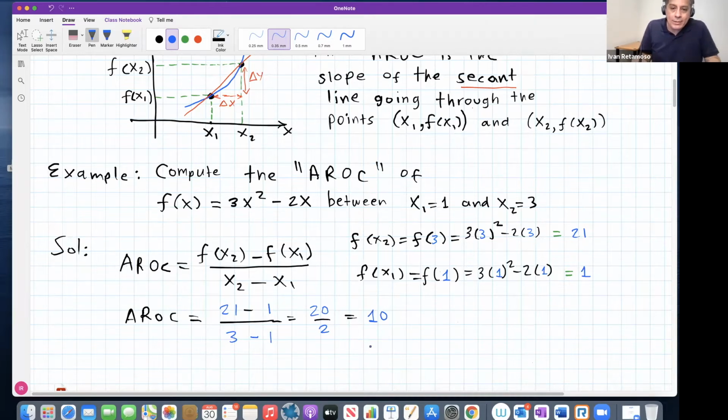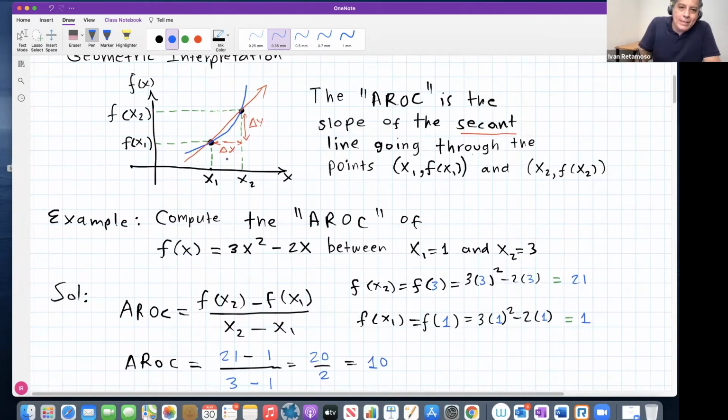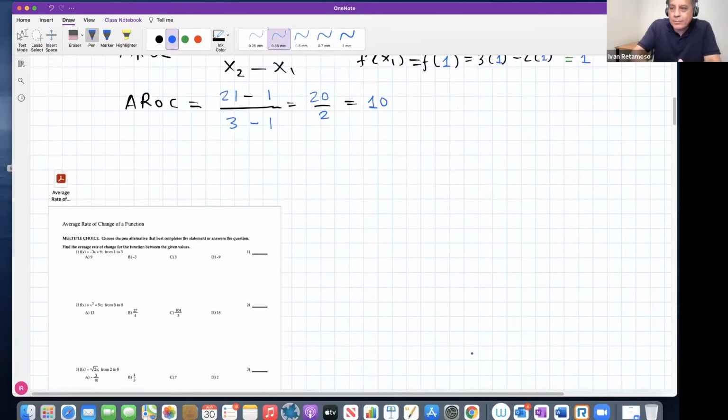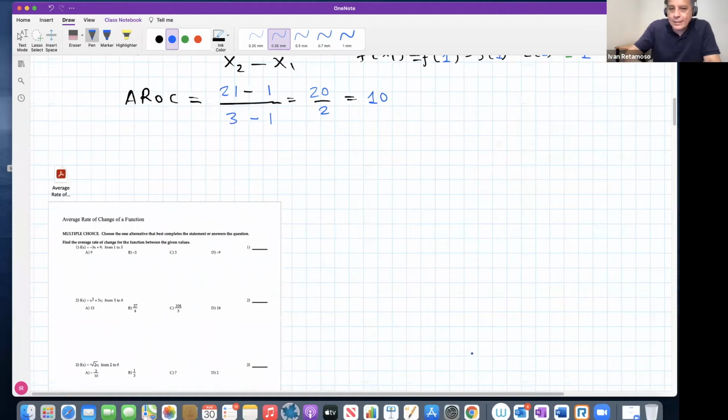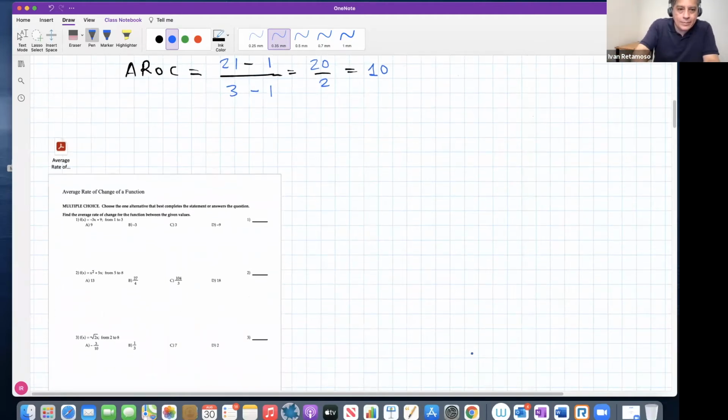It came out positive, which means that on average, this function is growing, right? Sometimes when you compute this, it will come out negative. If it comes out negative, it means that on average, the function is decreasing over time. All right, so we have this. Now let's do some computations here.